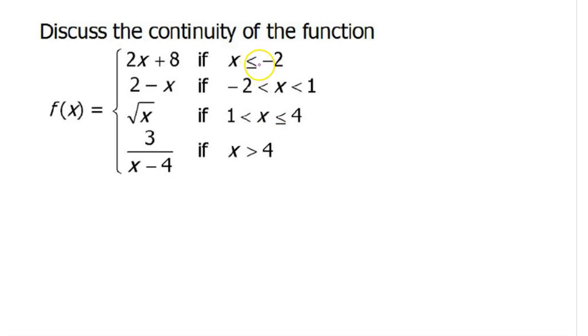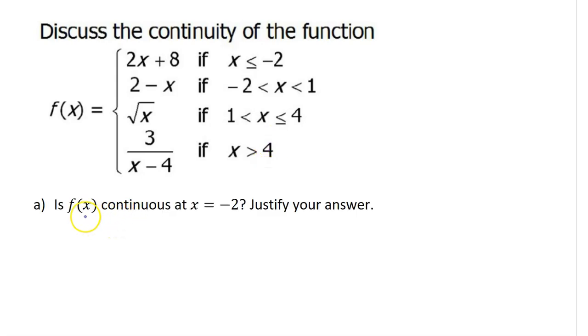So we just have to figure out if there is a discontinuity at the value where f of x changes from one piece to the next. In other words, is there a discontinuity at x equals -2, x equals 1, or x equals 4? On the AP exam, you will often get free response questions like this. Is f of x continuous at x equals -2? Justify your answer. You have to justify your answer using limits.